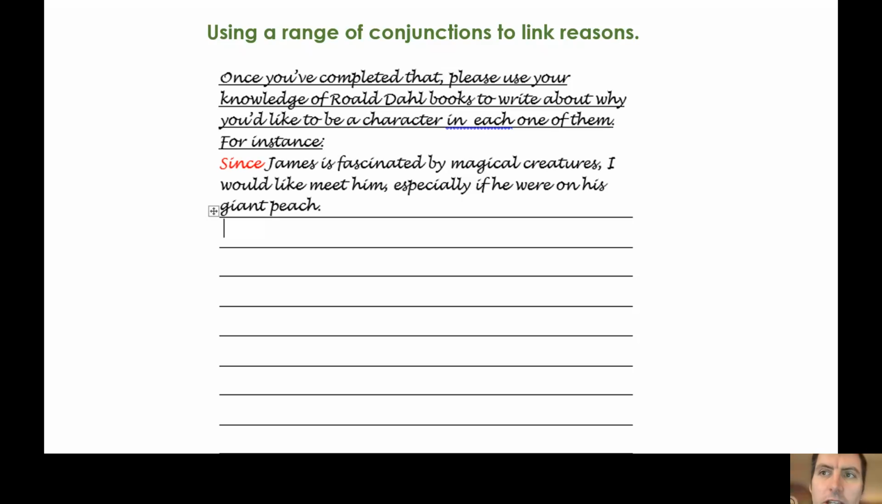I'd like you now to have a go, if you can, at trying to write 6 or more sentences about those Roald Dahl books. And once you've done that, send it in the way that Mr. Day and the office tell you to, and it'd be great to look at your sentences using those conjunctions.